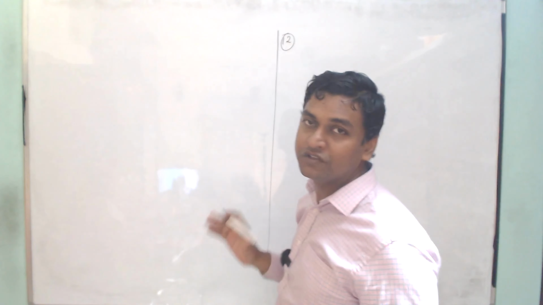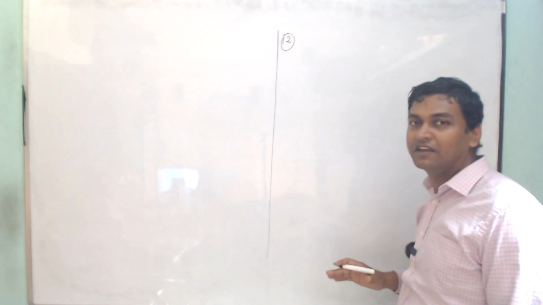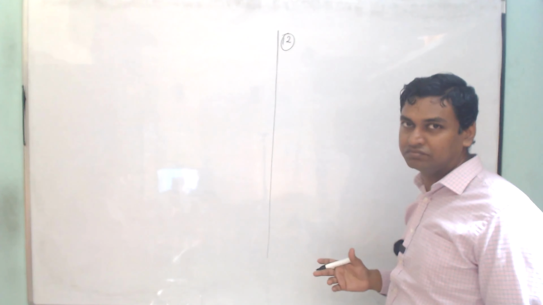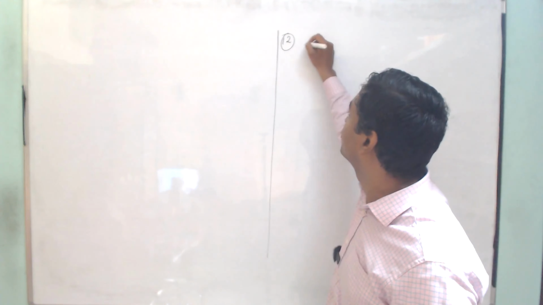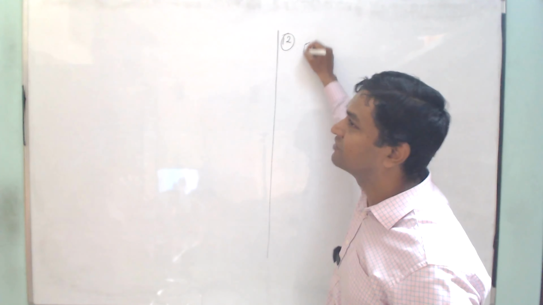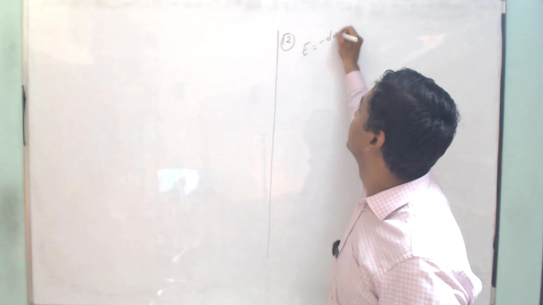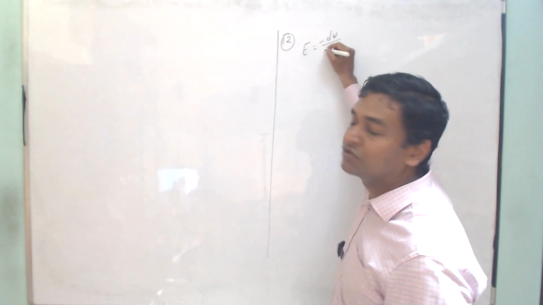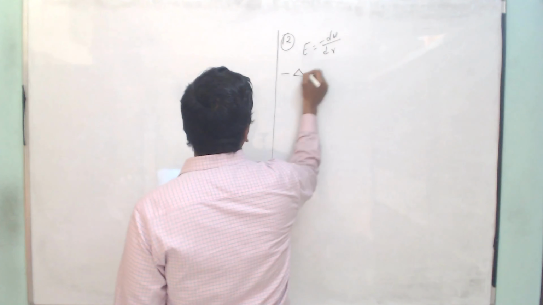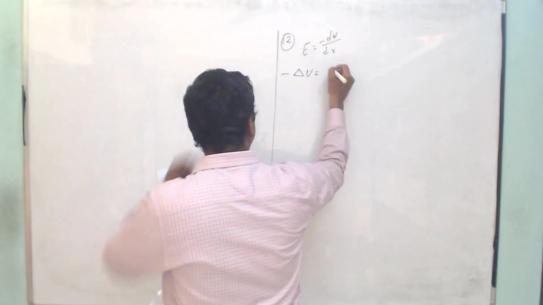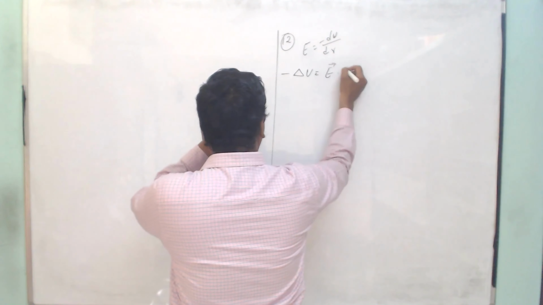I'll just give you this question. There's nothing great about it. Simply, if you look at it, one equation is E is equal to minus dV by dr, or if you remember, minus delta V, if it is a significant change, we had it as E bar dot R bar, right?